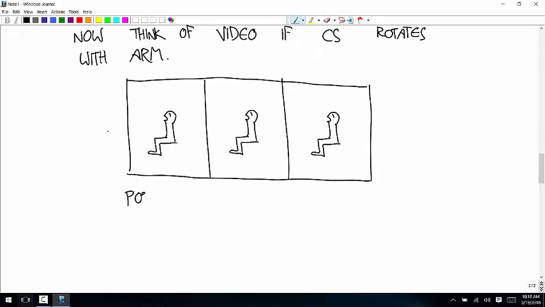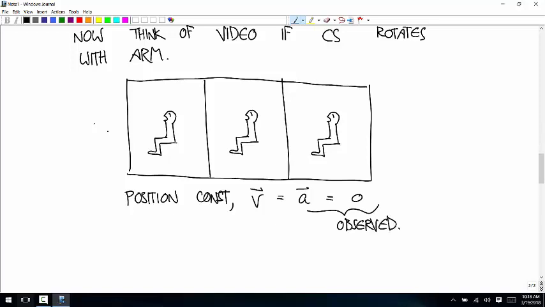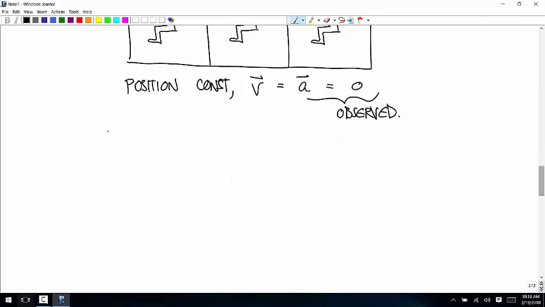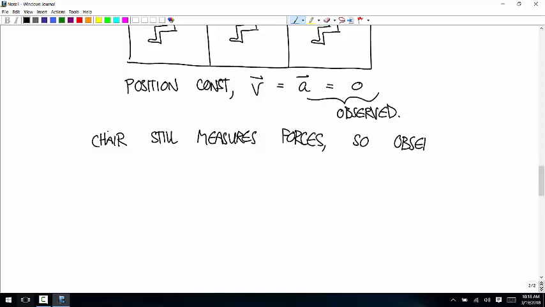And so now it looks like the position is constant. And so the velocity vector and the acceleration vector are both equal to 0. The sensors in the chair still measure the same forces. So the observed forces and the observed accelerations don't satisfy Newton's second law.